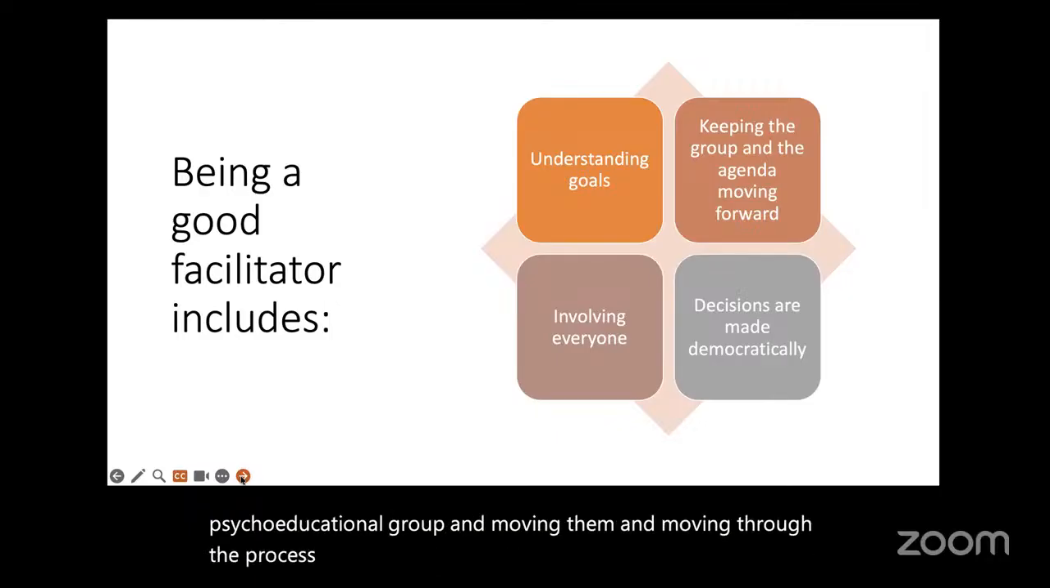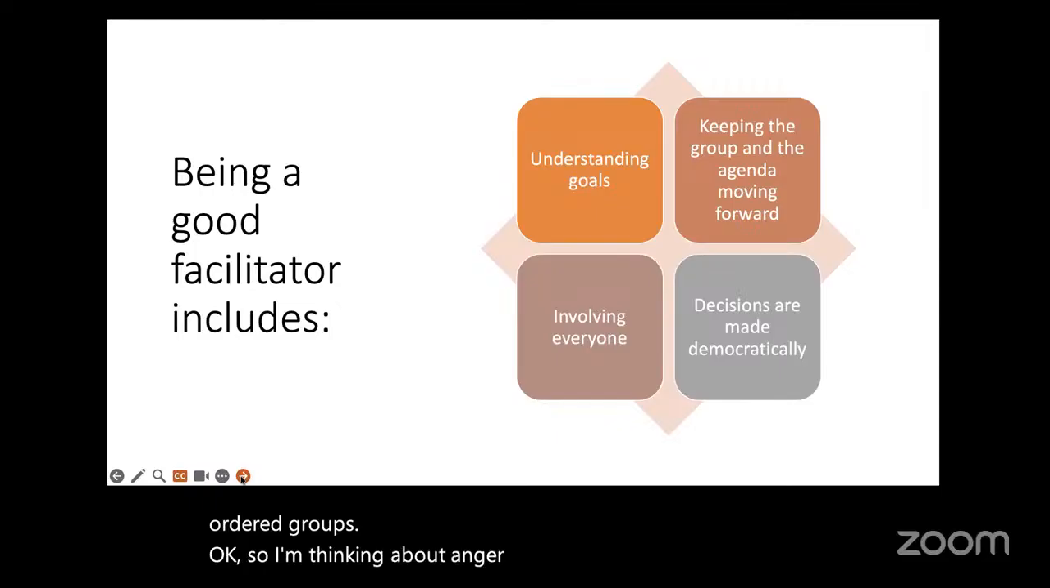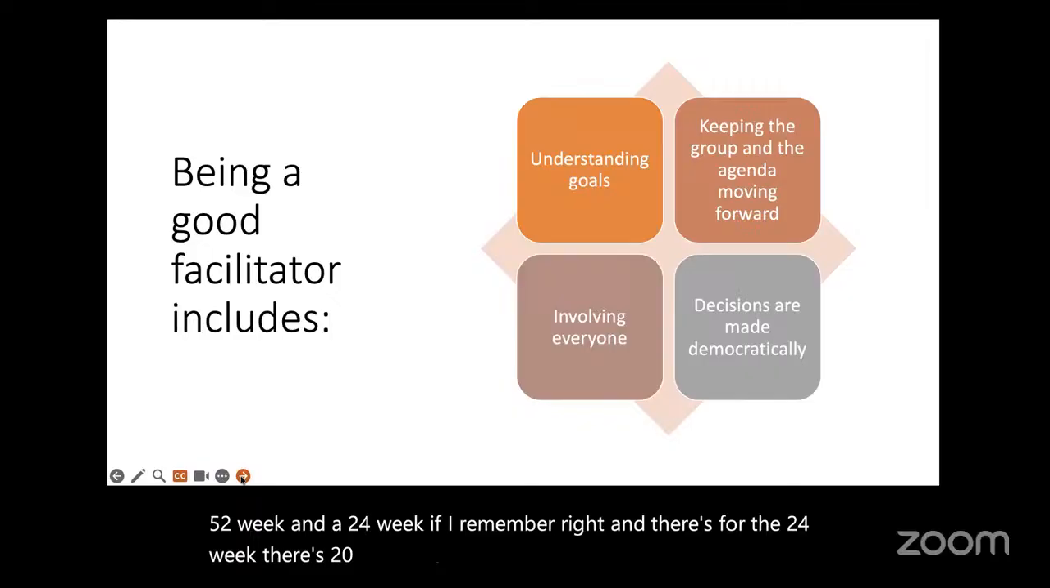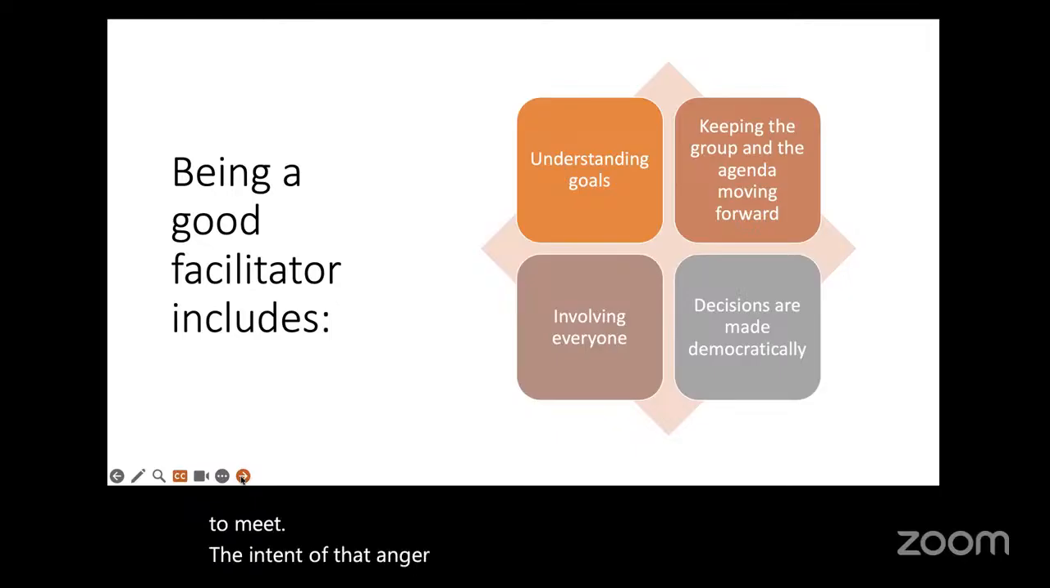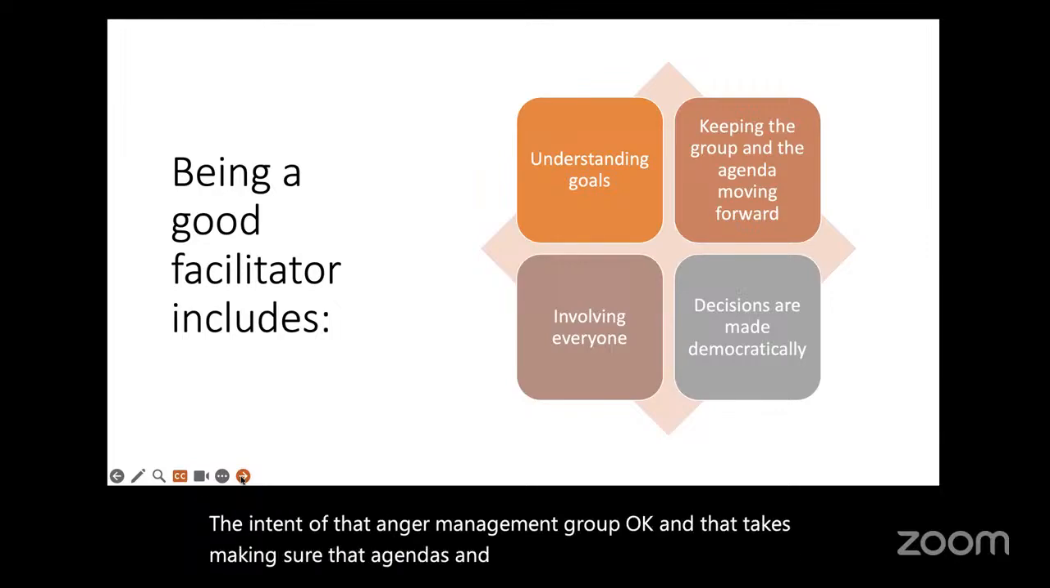Okay. This is really important when you have court-ordered groups. Okay. So I'm thinking about anger management, which I believe has a 52 week and a 24 week, if I remember right. And for the 24 week, there's 24 topics that the facilitator needs to get through in order to meet the intent of that anger management group. Okay. And that takes making sure that agendas and everything continually move along with the group members.